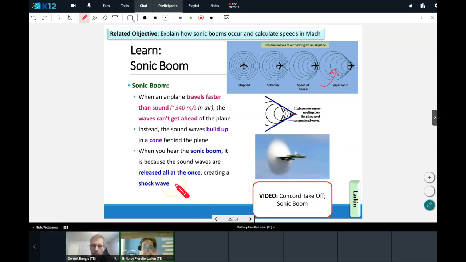It builds up in a cone shape behind the plane, and at some point, all of that energy gets released at the same time. That creates what's called a sonic boom. It creates a shock wave of sound. And you can actually sometimes even see this cone of energy building up behind the actual plane.